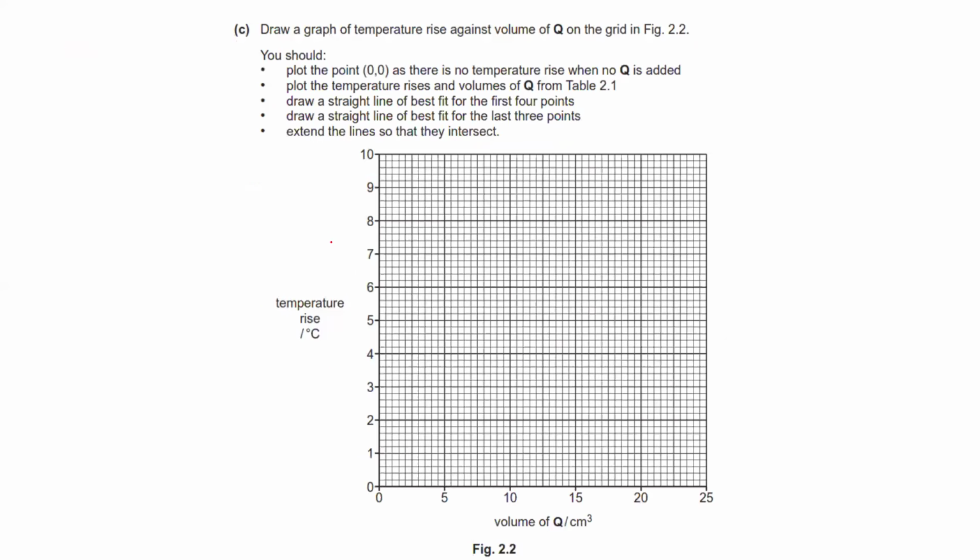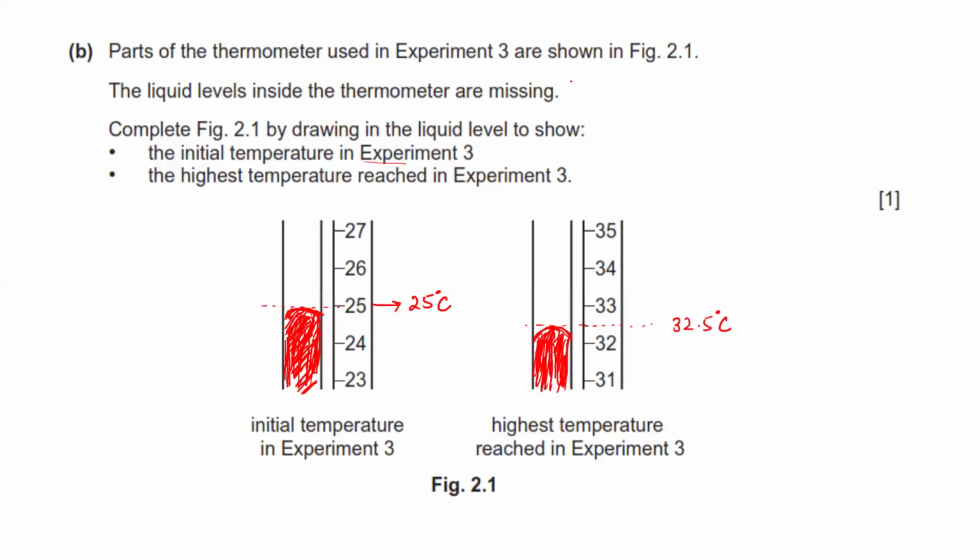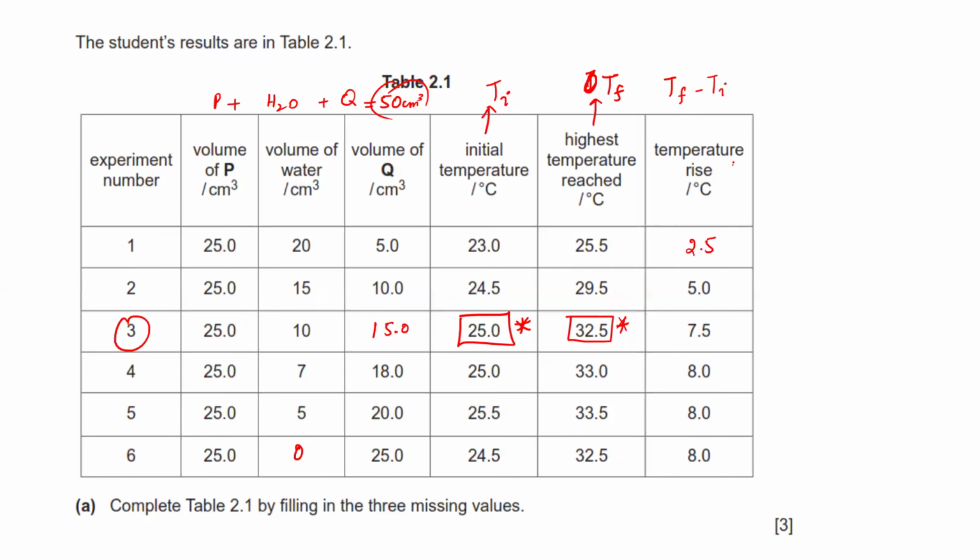Then it says part C, draw the graph of temperature rise against volume of Q on the grid 2.2. So over here, the plot should start from point 0, 0. There is no temperature rise when no Q is added. Plot the temperature rises and volumes of Q from the table. So we have to plot the rise in temperature and the volumes of Q.